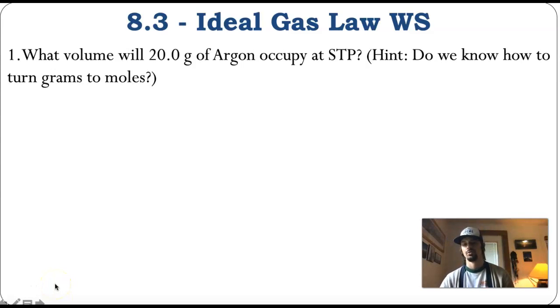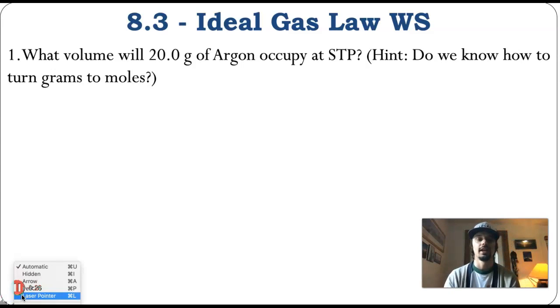We're going to do a few practice problems from worksheet 8.3, and then your homework is going to be to finish the problems that we don't get to. We're going to do problems 1, 2, and 3, and your homework is going to be to do problems 4 through 11 this week on the ideal gas law worksheet 8.3. Okay? All right, so we're going to do problem 1 together.